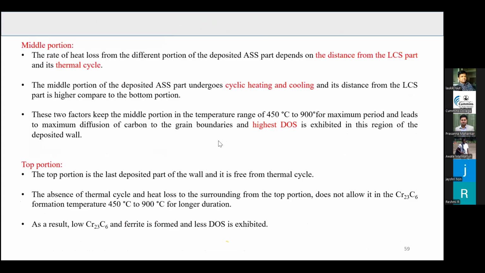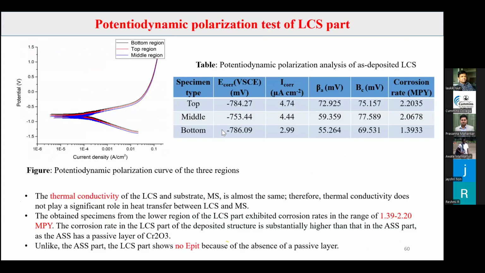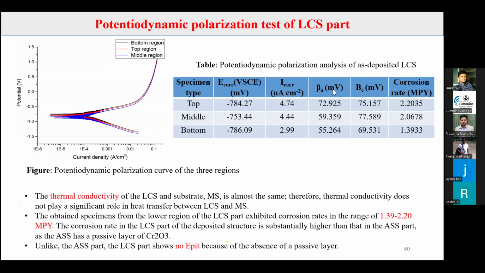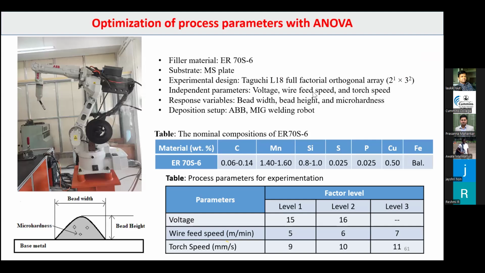After that, again I have performed the PDP of LCS part. We cannot perform DLEPR of LCS part because chromium is not there in low carbon steel, so we have to check its potentiodynamic polarization. I have performed this, and here you can see the corrosion rate. This is the corrosion rate for low carbon steel, and this is the corrosion rate for austenitic stainless steel. In ASS, the corrosion rate is very less as compared to LCS part because of the presence of chromium. So that was the first objective of my study.